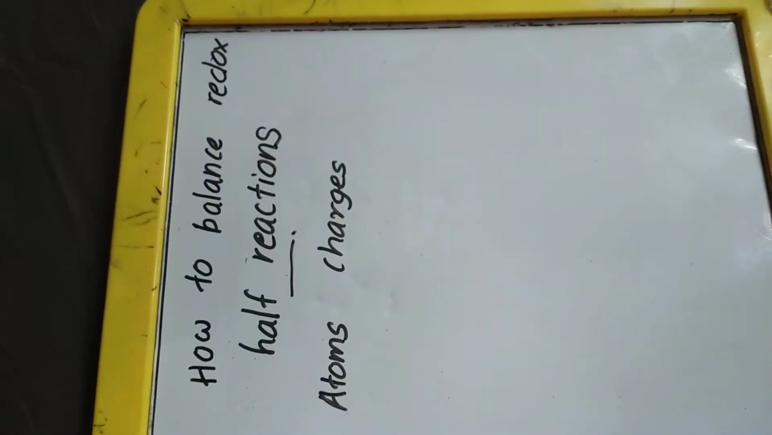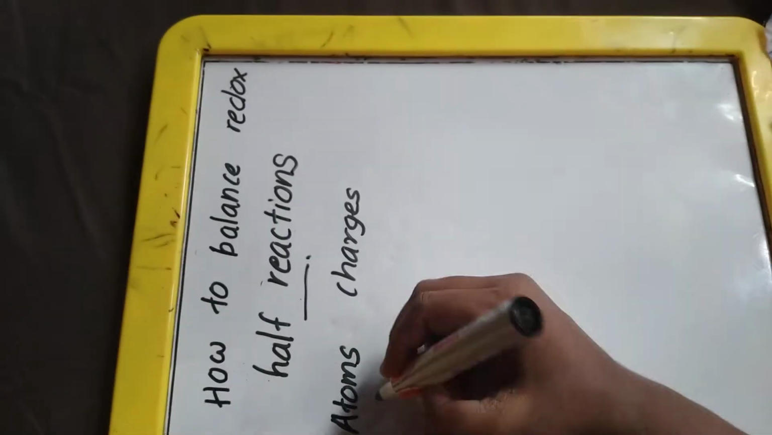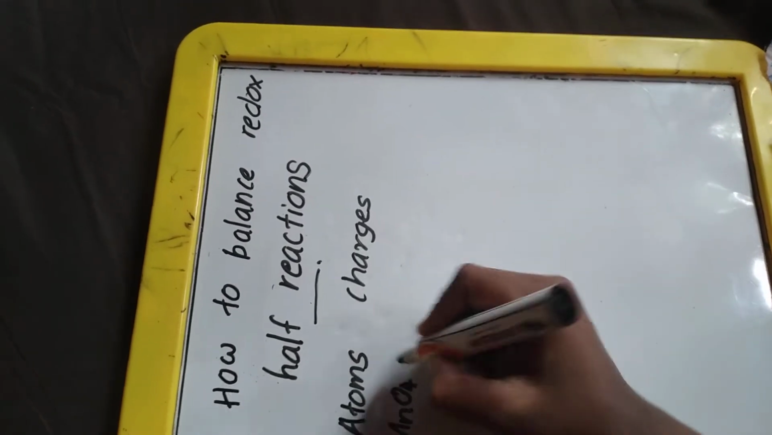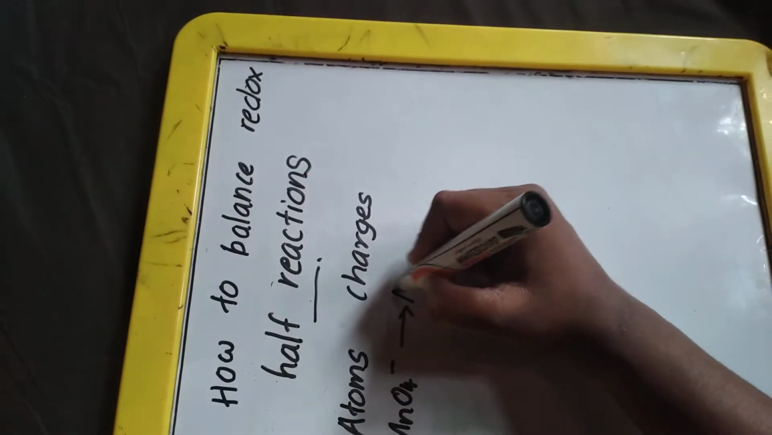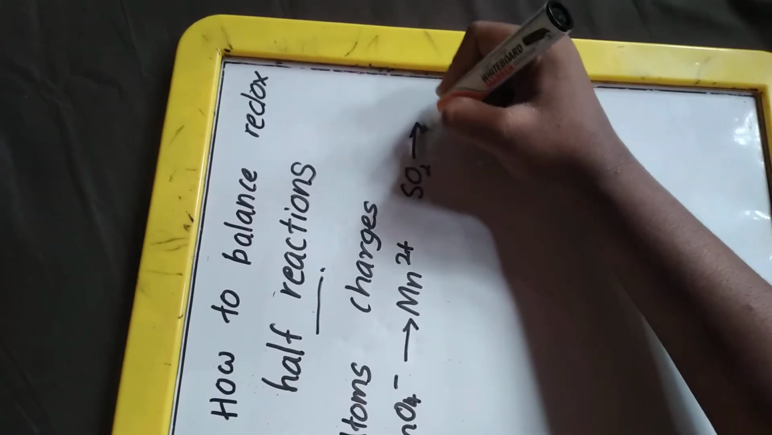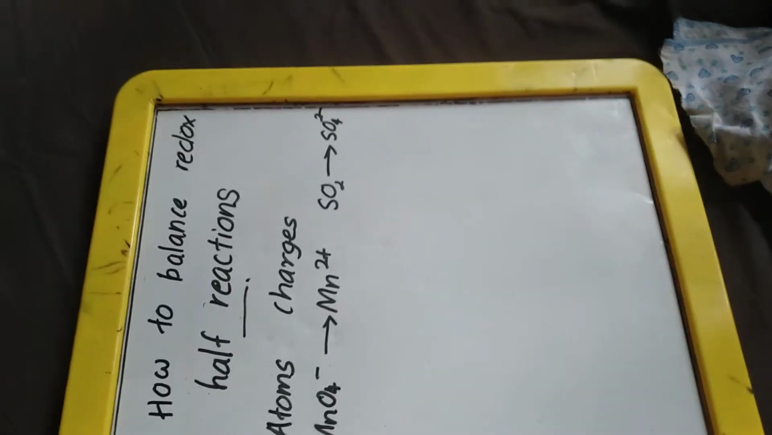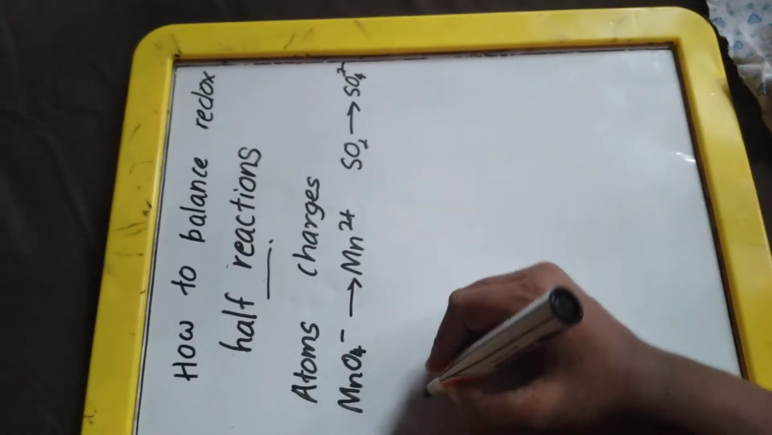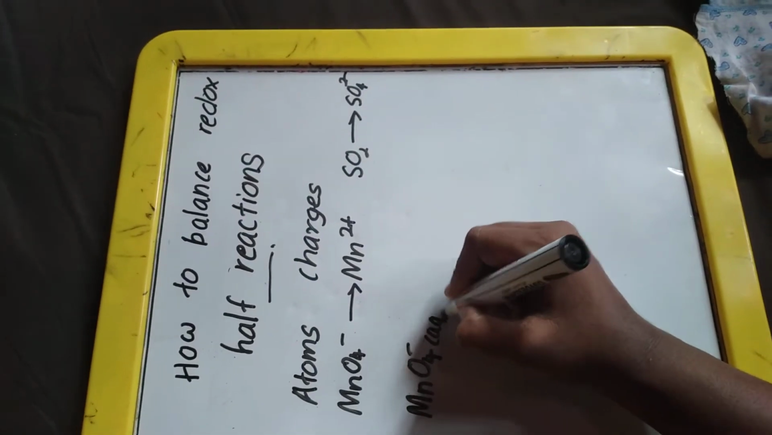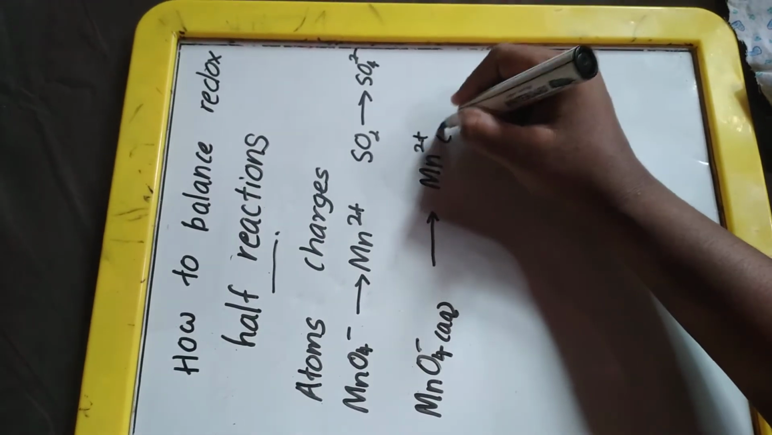When you are given a reaction, you have to find what the reactants and products are. For example, if I take potassium permanganate, we will take the permanganate ion, which gets reduced to manganese 2 plus, and sulfur dioxide, which gets oxidized to sulfate ion. So how does it work? We can balance them separately. Let's take the first one, permanganate, aqueous, goes to Mn2 plus, aqueous.